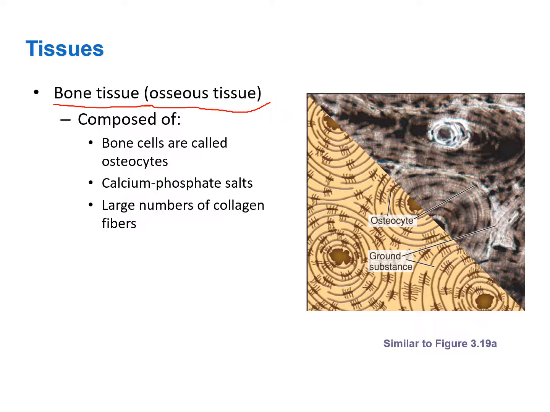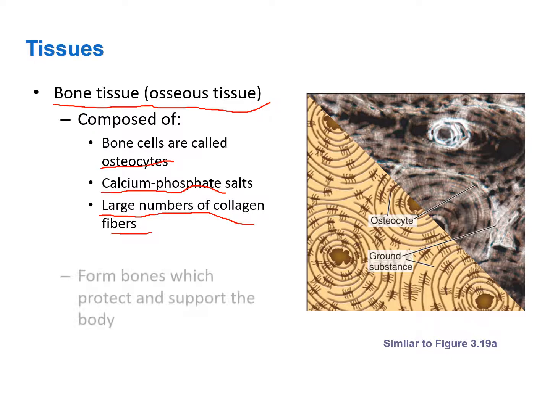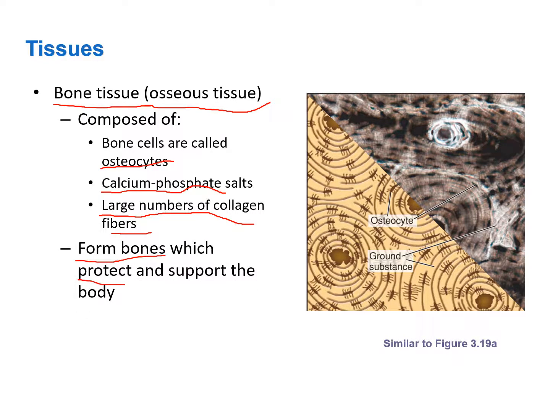And bone tissue is going to be composed of osteocytes or bone cells. And these osteocytes are going to be surrounded in these calcium phosphate salts that actually give and contribute to the hardness of bone. And inside of bone, even though you may not believe it, the bone actually consists of very large numbers of collagen fibers. In fact, if you were to take bone and put it in vinegar, what will end up happening is that the vinegar will dissolve away the calcium, and you would actually be able to flex the bone. It's a little bit wild to think about. But in any case, these bone cells or bone tissue actually form bones, which help protect and support the body.